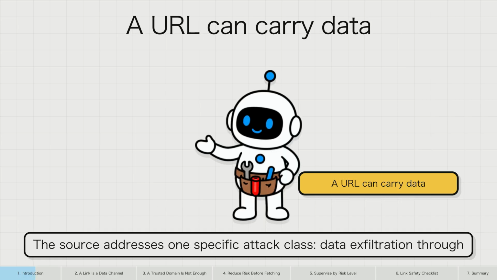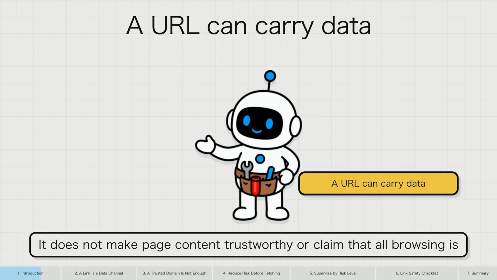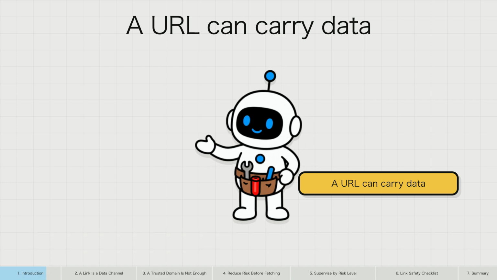The source addresses one specific attack class, data exfiltration through the URL itself. It does not make page content trustworthy or claim that all browsing is dangerous. This checklist is an episode synthesis, not an official OpenAI template.